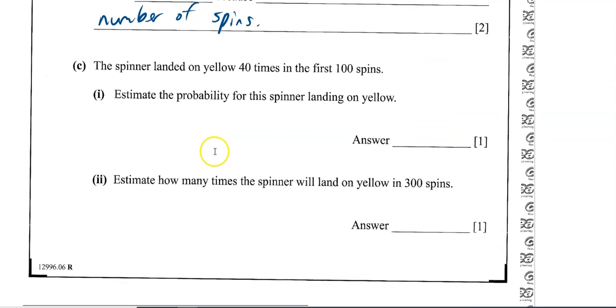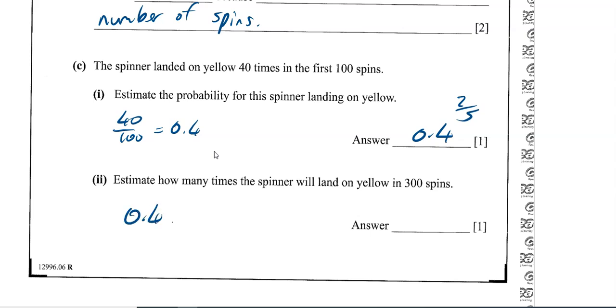Okay, a spinner lands on yellow 40 times in the first 100 spins. Estimate the probability of the spinner landing on yellow. So it's 40 over 100, which is 0.4. You could also give it as 2/5 as well, that would be fine. And then estimate how many times the spinner will land on yellow in 300 spins. So it's going to be 0.4 times the 300. And again, you're just doing 0.4 times 300 to get 120.